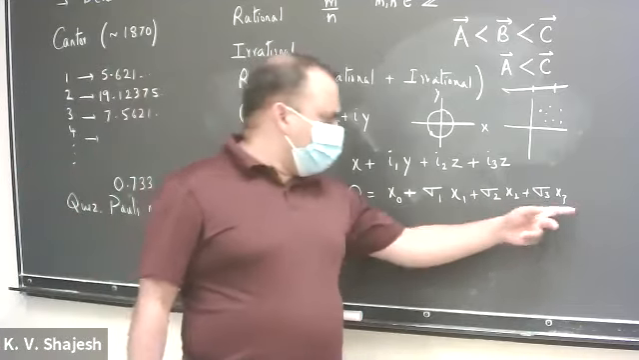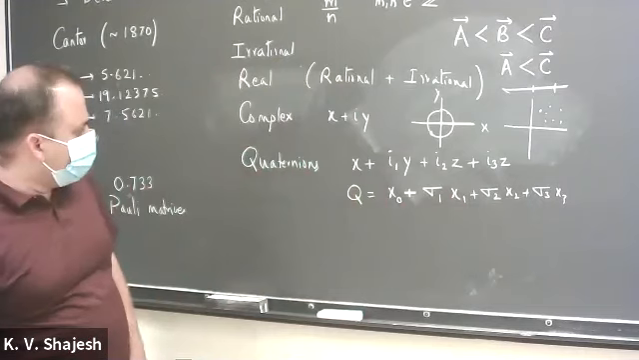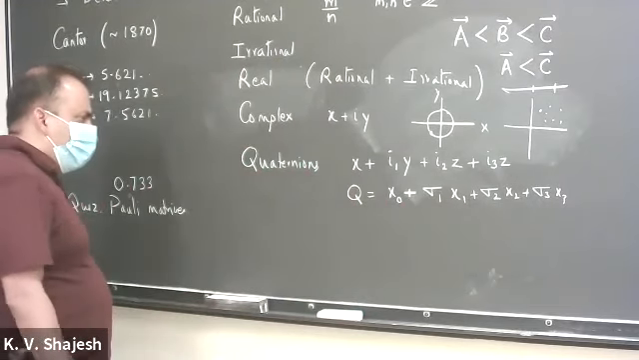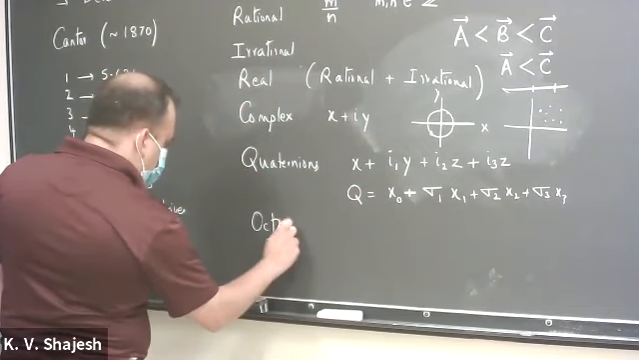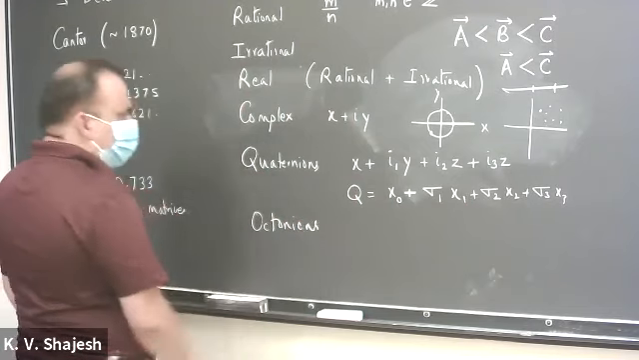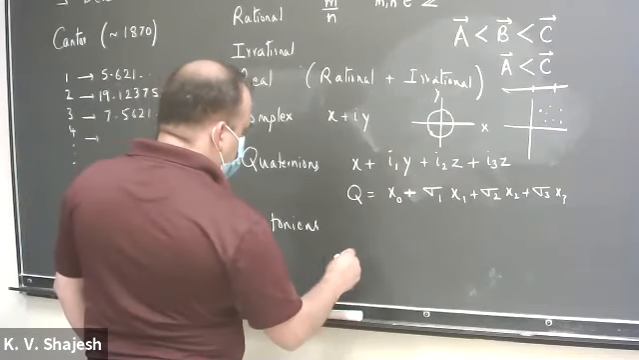And x1, x2, x3 are numbers. X0 are real numbers. Okay. So that's a quaternion, just for listing. And there is one more in this list, and that's octonions. This is the same idea, but instead of 4, you have 8 of them.